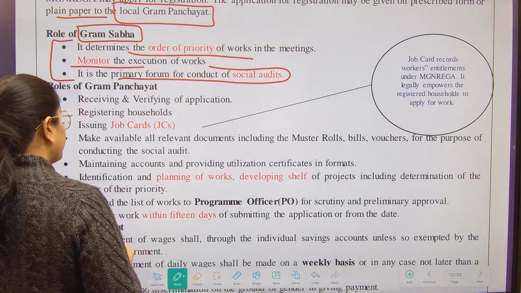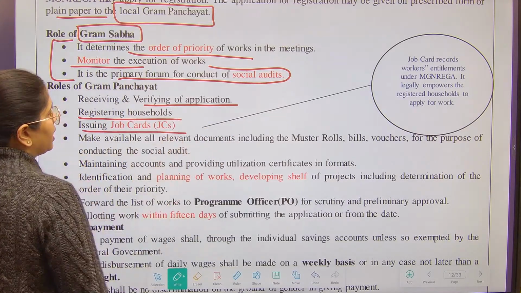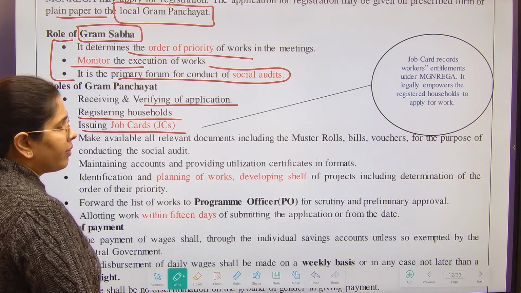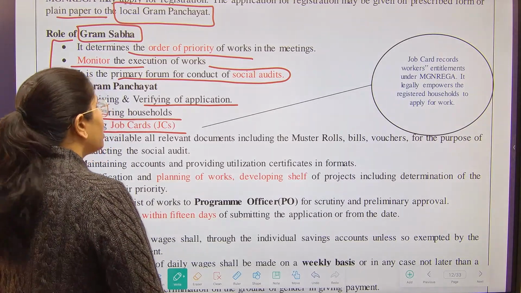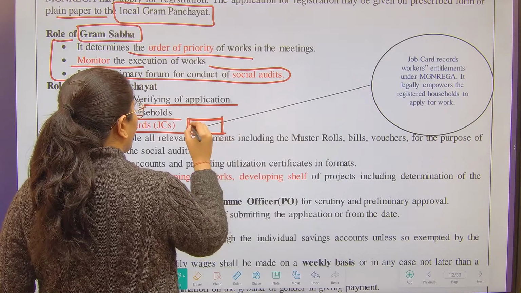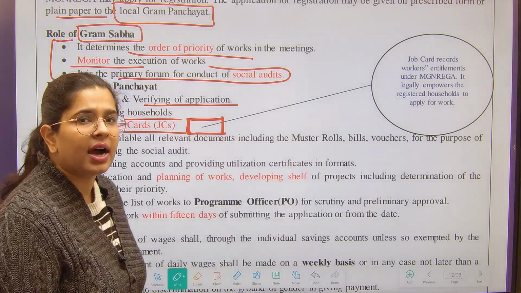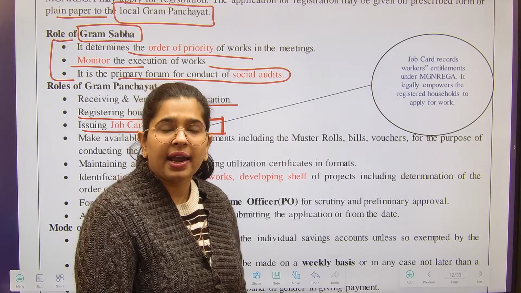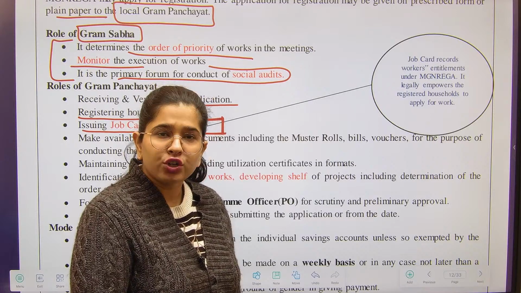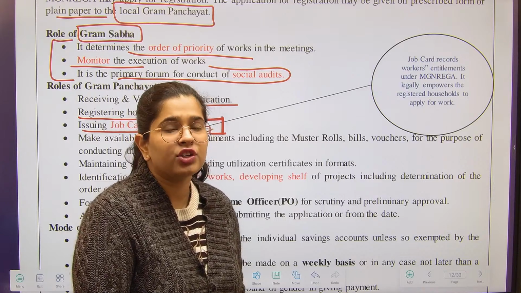What are the roles of Gram Panchayat? Obviously, receiving and verifying applications, registering households, issuing job cards. Now what are these job cards? These are workers' entitlements under MGNREGA. It legally empowers the household so that they can register for work. You can link it with an identity card. Like whenever we want to enter any school or college, we need an identity card for that, right? That identity card serves as our identity, and it enables us to take classes in that particular institution. In a similar fashion, if you want to apply for jobs in MGNREGA, first you have to register yourself, and for that you will be receiving a job card, right?